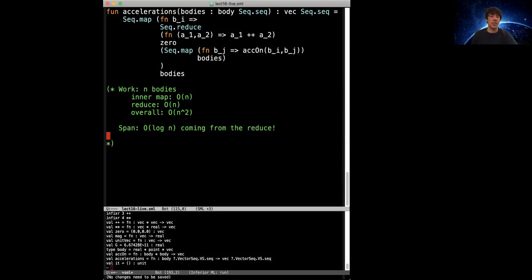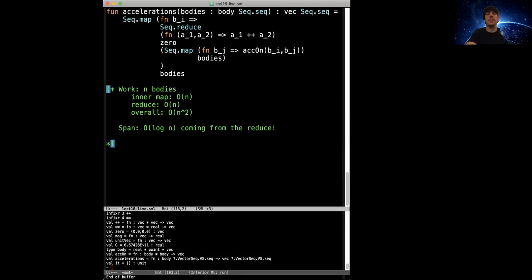And so even though there's a lot of stuff to do, a lot of it can be done independently, right? So number one, I can compute the acceleration on each body independently because they're all independent calculations. And then number two, when I'm doing the addition, I can do the addition on a tree, compute all the accelerations in parallel, and then do the addition on a tree to only end up with a log span there. Okay, so that's pretty good.